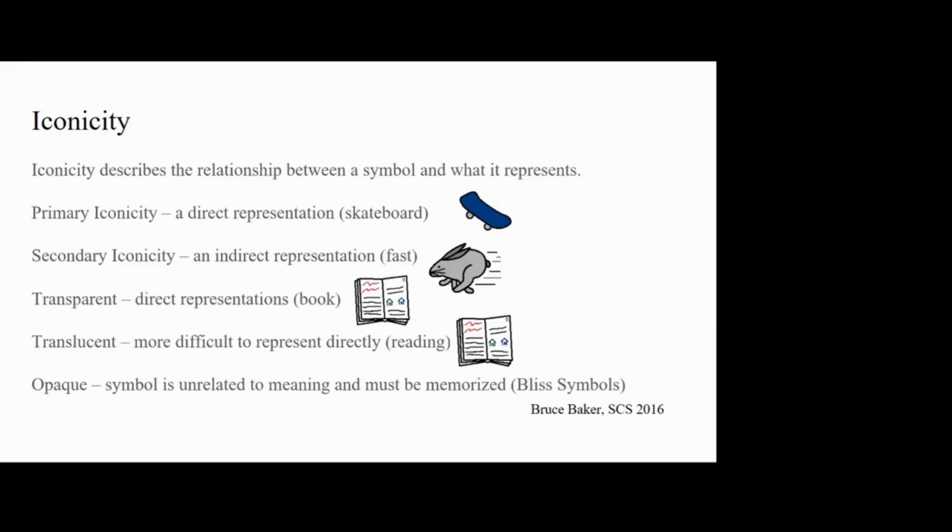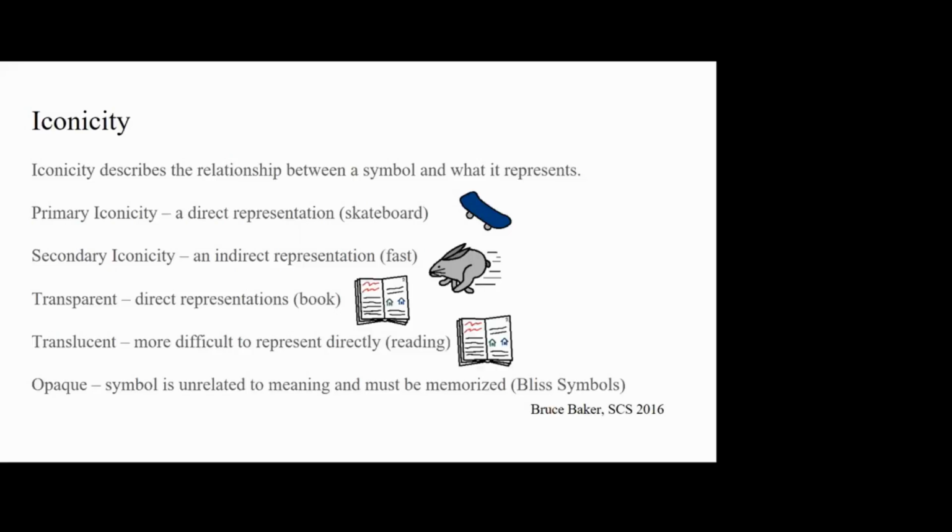And so that leads us to a quick chat about iconicity. Iconicity describes the relationship between a symbol and what it represents, okay? And I remember learning about this in my first AAC class and feeling really grateful that I had the information. Okay, so primary iconicity, the direct representation, like a skateboard means skateboard. Secondary iconicity is an indirect representation. So this rabbit is very fast.